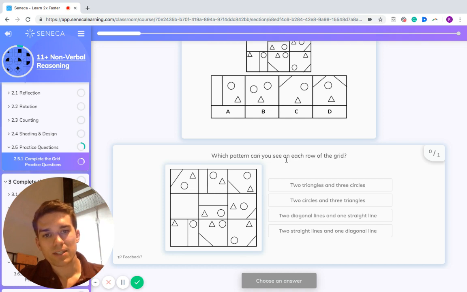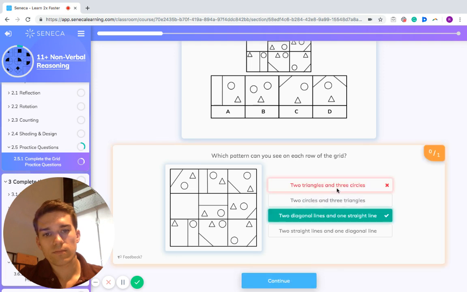So the pattern we can see in each row of the grid is that there are two diagonal lines and one straight line in each row. Okay, so do you see? So we're looking at columns, weren't we? So if we're looking at rows, we've got two diagonals and one straight. Two diagonals, one straight. Here we've got one straight, one diagonal. So we're going to be looking for something with a diagonal in it.